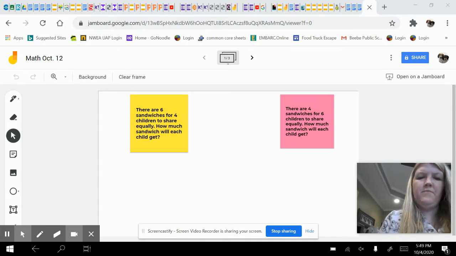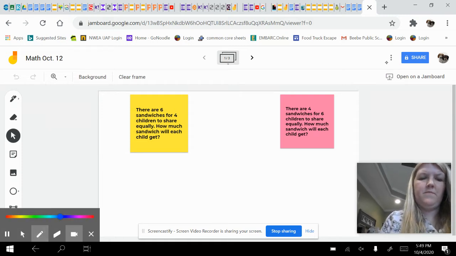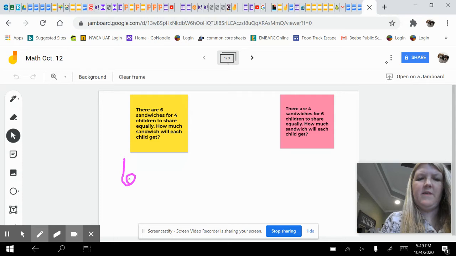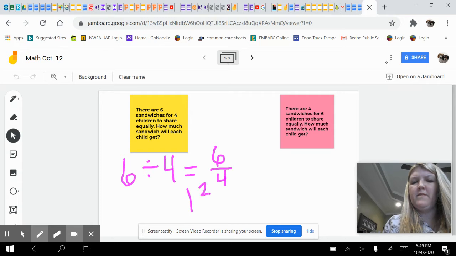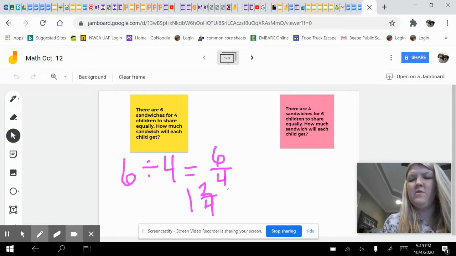So we know that since we're sharing sandwiches, that comes first. So we've got our six sandwiches divided by our four children. So now we have more sandwiches than children, so they're going to get 6/4 of the sandwich. Another way to think about this is they're going to get one whole sandwich plus 2/4 or one half. So they'll get 1.5 sandwiches each.